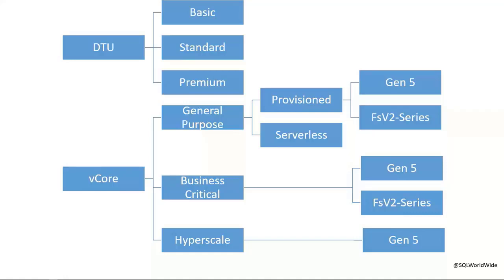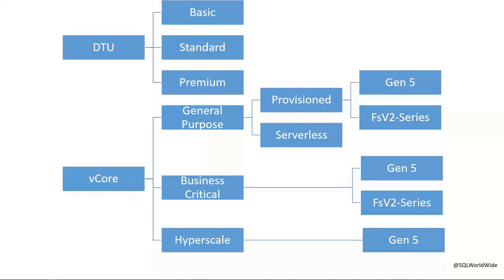I'm not going to read the slide, but under those service tiers, you have either provisioned or serverless. Under vCore, you have general purpose, business critical, and hyperscale. Under general purpose, you can also go for serverless and provisioned. And then there is what kind of hardware you choose.